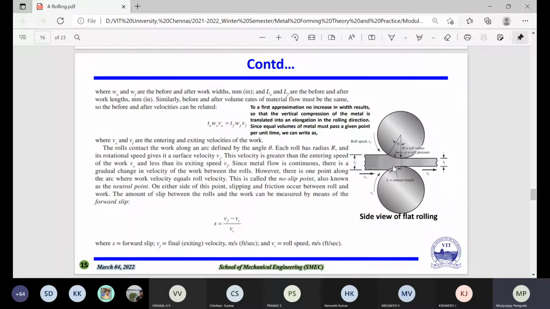So the moment you have the material flow and the material piece within the two rolls, you will find some friction there. And the amount of slip between the rolls and the work can be measured by means of the forward slip. This S is known as the forward slip, and it is equal to (VF minus VR) divided by VR. So S equals the forward slip, VF equals the final velocity of the workpiece, and VR equals the roll speed, or the roll velocity. Fine, is it clear?